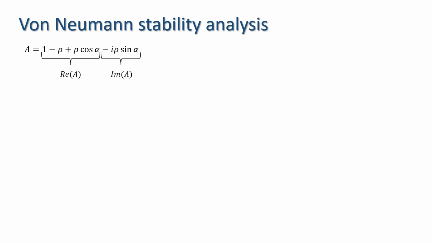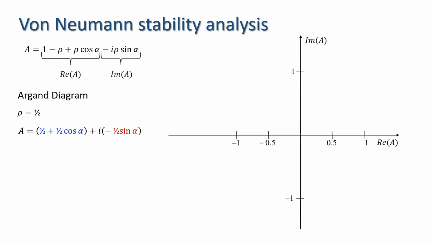It's informative to examine this using an Argand diagram, which is obtained by plotting A in the complex plane. Let's look first at a current number less than 1. As an example, I'll take rho equals a half. Our equation for A becomes A equals a half plus a half cos alpha plus i times minus a half sine alpha. Here we have the complex plane.